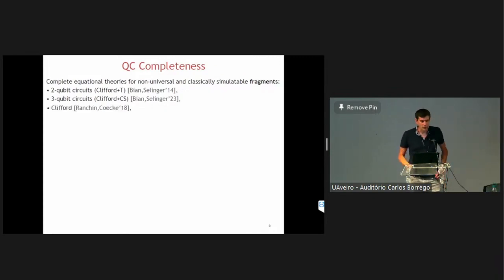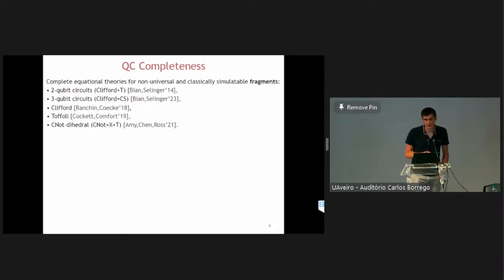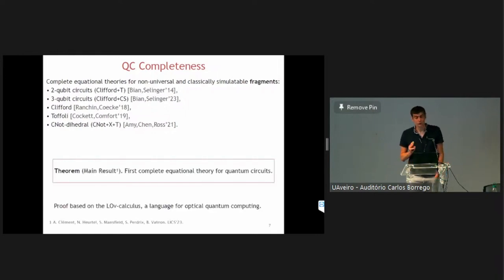Okay, so there are other results for fragments of quantum circuits, like the Clifford one, Toffoli, and some other fragments. All these fragments are not universal. They can be efficiently simulated on a classical computer. And so the main result that I want to show you today is a complete equational theory for arbitrary quantum circuits, okay? So for a universal model of quantum circuits.